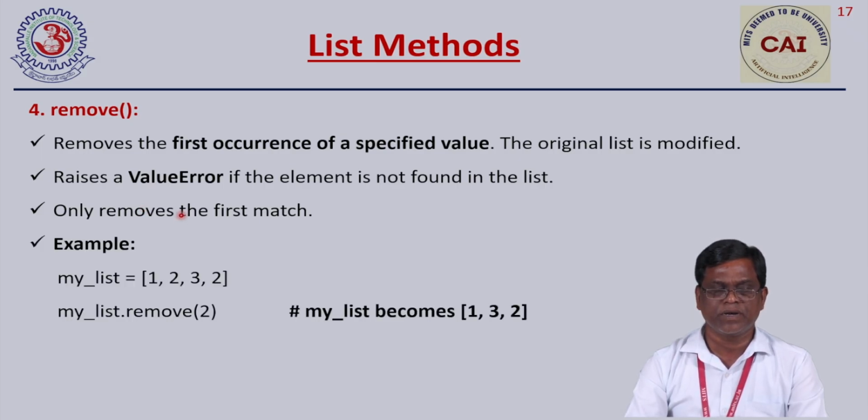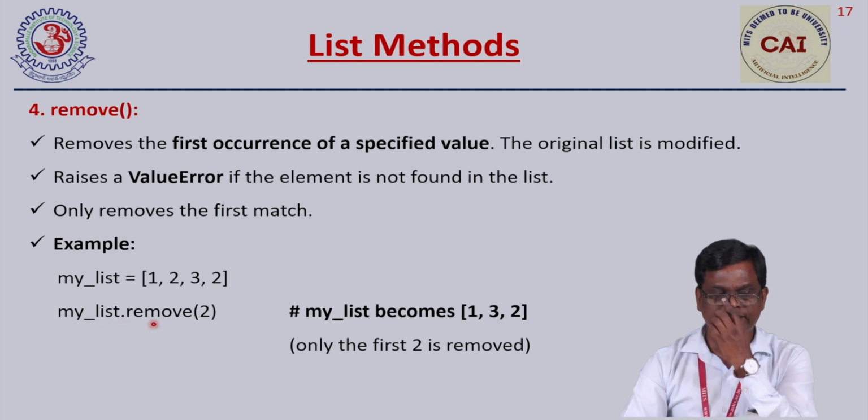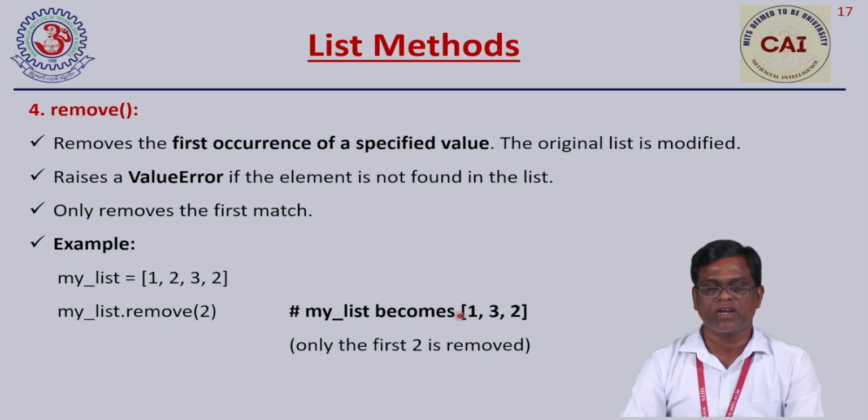And here is the example to understand it. Here my list has the values 1, 2, 3, 2, and I give the method to remove the value 2: my_list.remove(2). Now if you observe, 2 appeared two times, but it will remove only the first occurrence, that is at the second position, and the final list becomes 1, 3, 2. The last element 2 is there, but it will not be deleted. Only the first occurrence at position 2 will be deleted. This is regarding the remove method.